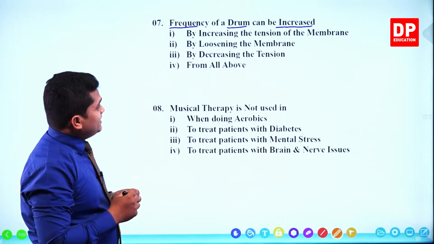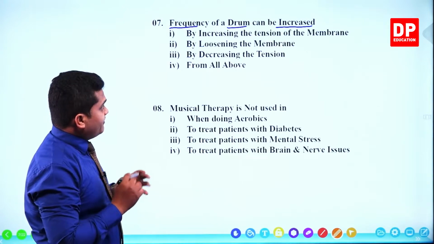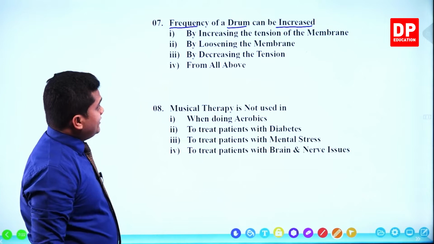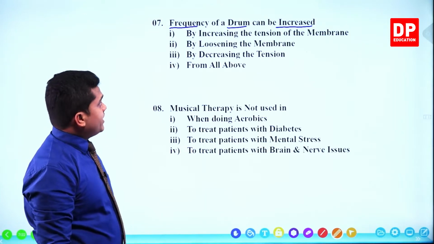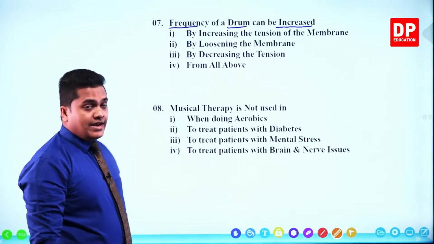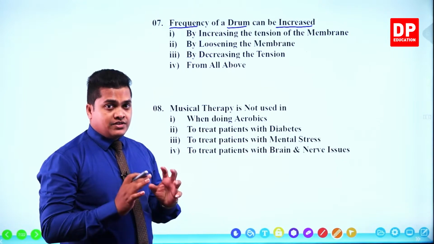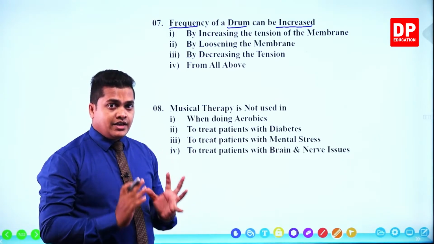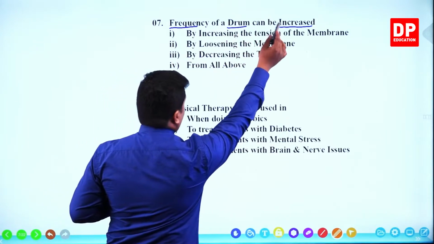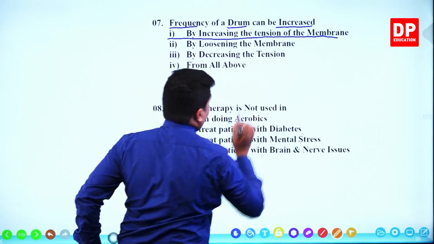So we'll see the responses. By increasing the tension of the membrane, the first one is absolutely true. We can increase the tension of the membrane to increase the frequency of a drum. So here, the frequency of a drum can be increased by increasing the tension of the membrane.